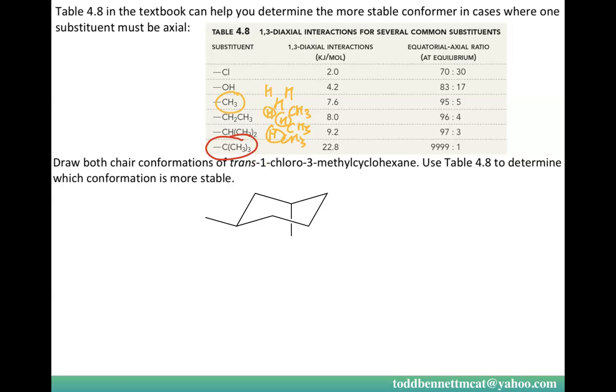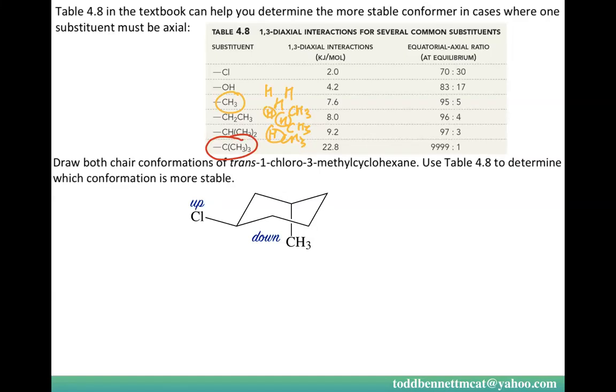Carbon 1 is arbitrary. We call it the one with chlorine on it because chlorine wins alphabetically. So I'm going to call this carbon 1 with a chlorine, this one carbon 3 with methyl. Just going to count in this direction. Trans means one of them has to be up, one of them has to be down. So that one's up, the methyl group's down, as I've drawn.